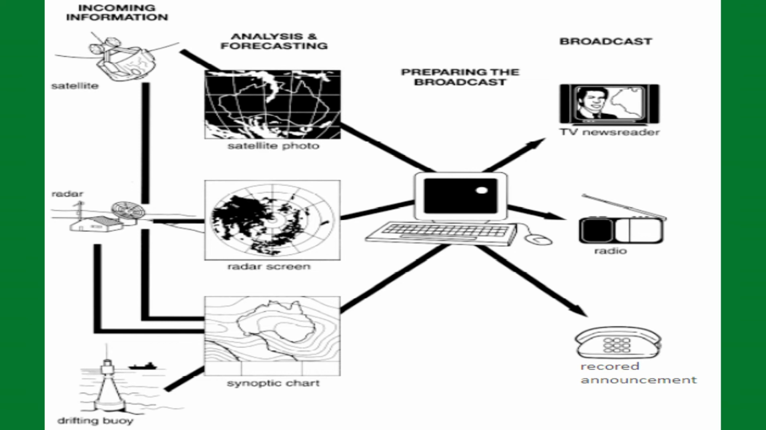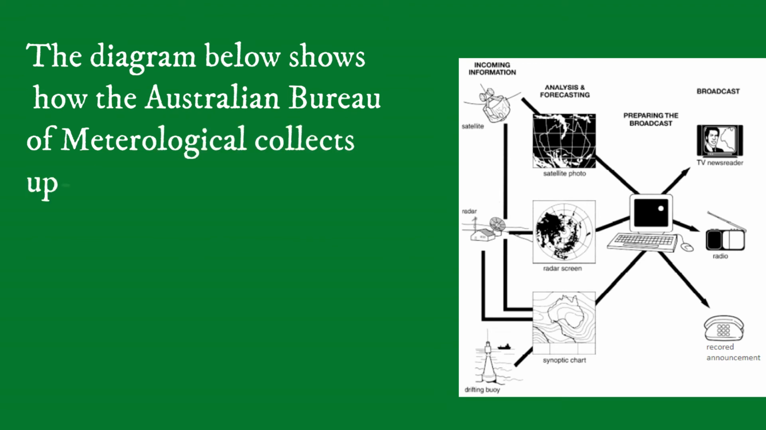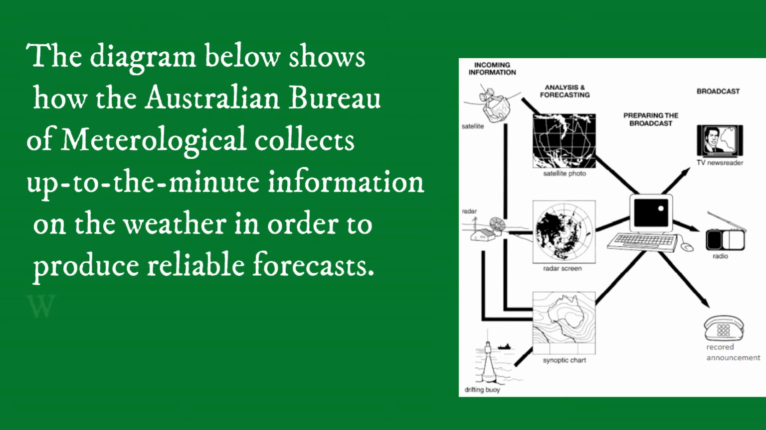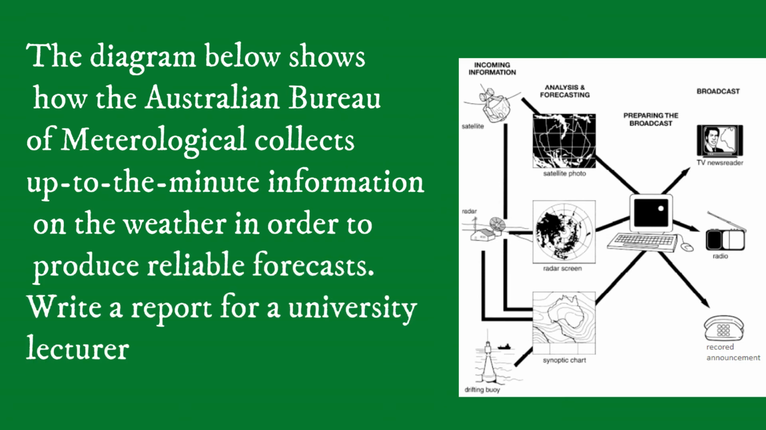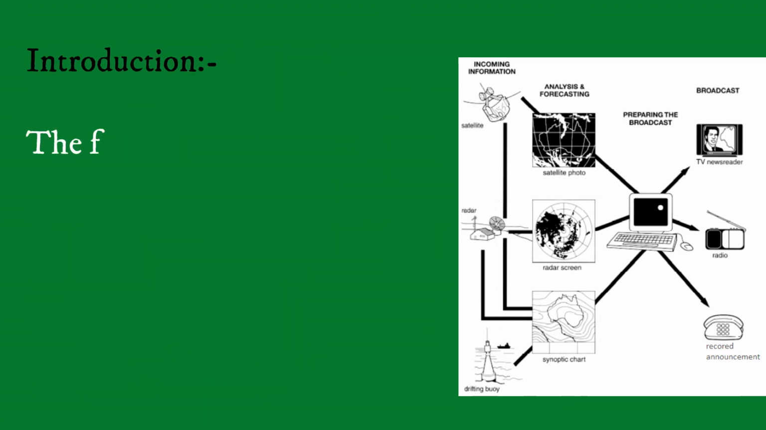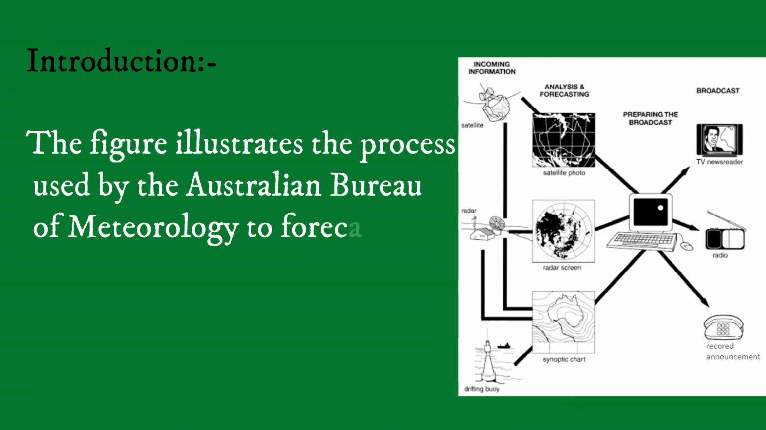Now according to our structure, we should write an introduction first, in which we should just paraphrase the question. So the question was, the diagram below shows how the Australian Bureau of Meteorology collects up to the minute information on the weather in order to produce reliable forecasts. So in the introduction, you can just write the figure or the graph or the process diagram illustrates, depicts or shows the process used by the Australian Bureau of Meteorology to forecast the weather. That's it. That's our introduction. We have clearly mentioned what the question is asking us to do.